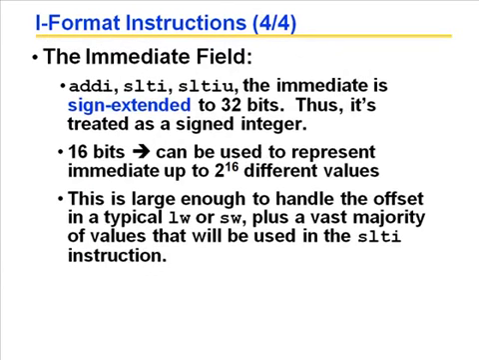So the immediate field, you have add immediate, set less than immediate, set less than immediate unsigned. The immediate is sign extended to 32 bits, thus is treated as a signed integer. So 16 bits can be used to represent up to 2 to the 16 different values. This is large enough to handle the offset in a typical load word or store word, plus a vast majority of values that will be used in the set less than immediate instruction. So although you can't get the full bang for your buck, you don't get the 2 to the 32, 2 to the 16th works in most cases.